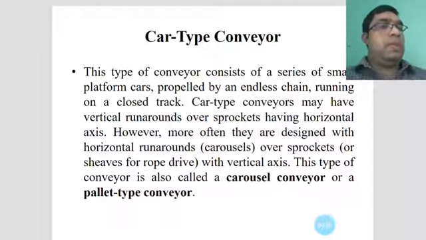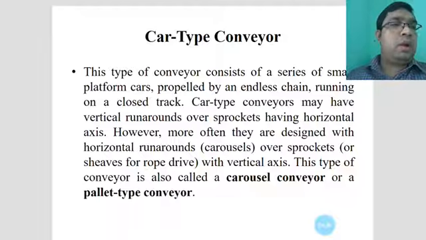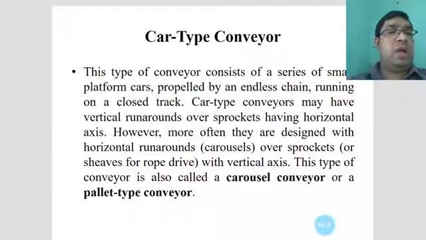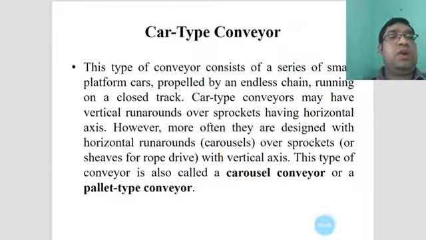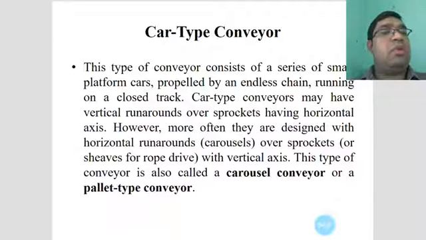And this is loaded, you have to consider the transfer of materials. And also you have to concentrate according to the mode. Often they are designed with horizontal rounds and over the sprockets and also shafts for the rope drives also. And during the ropeway drives, this is the concentrate according to the car type conveyor, and ropes will be there, and the vertical axis also will be considered.